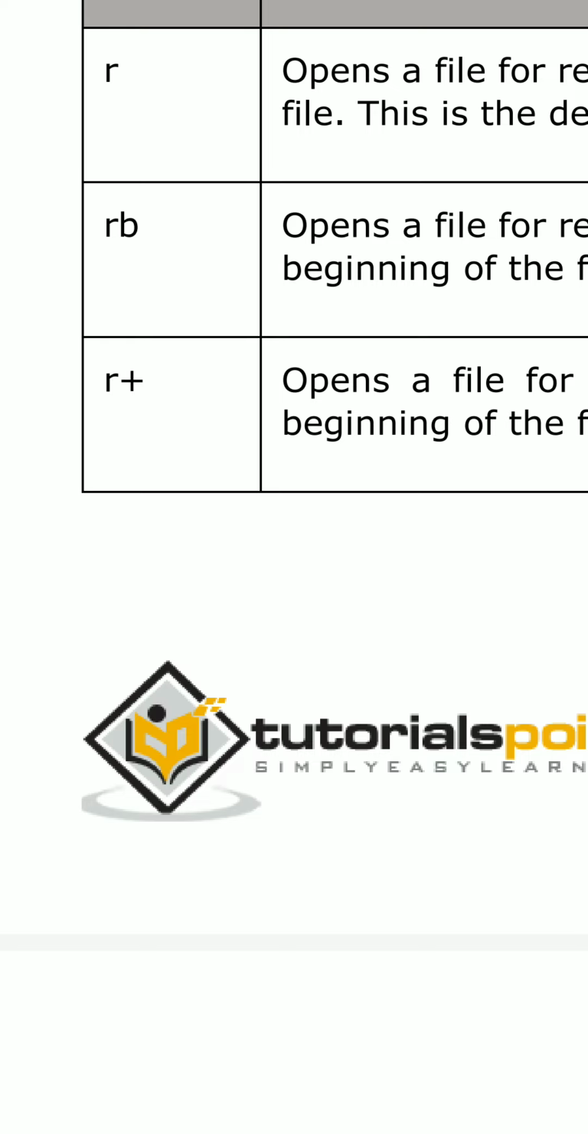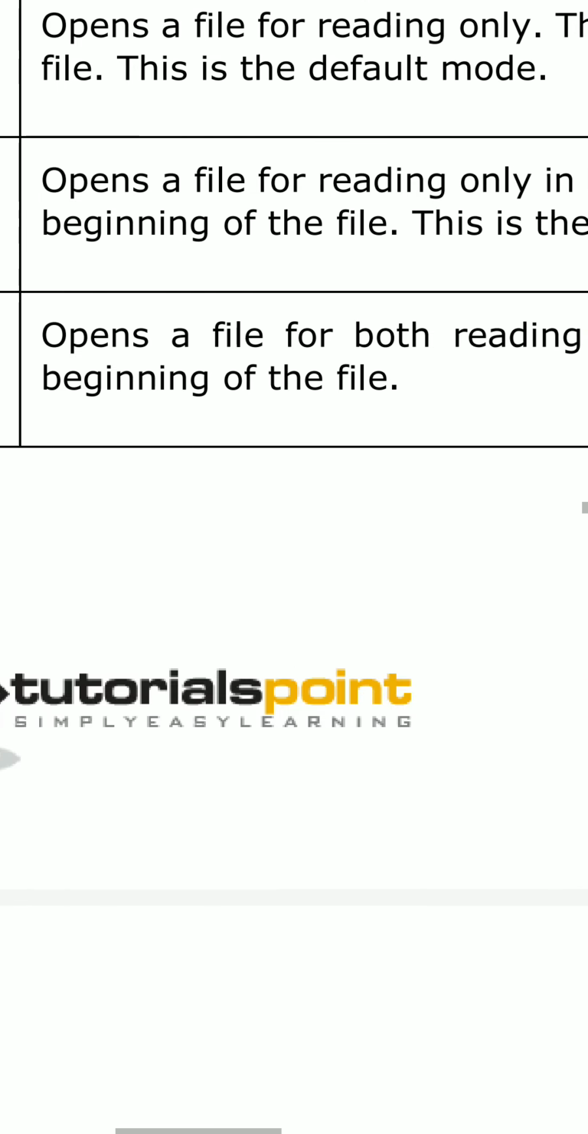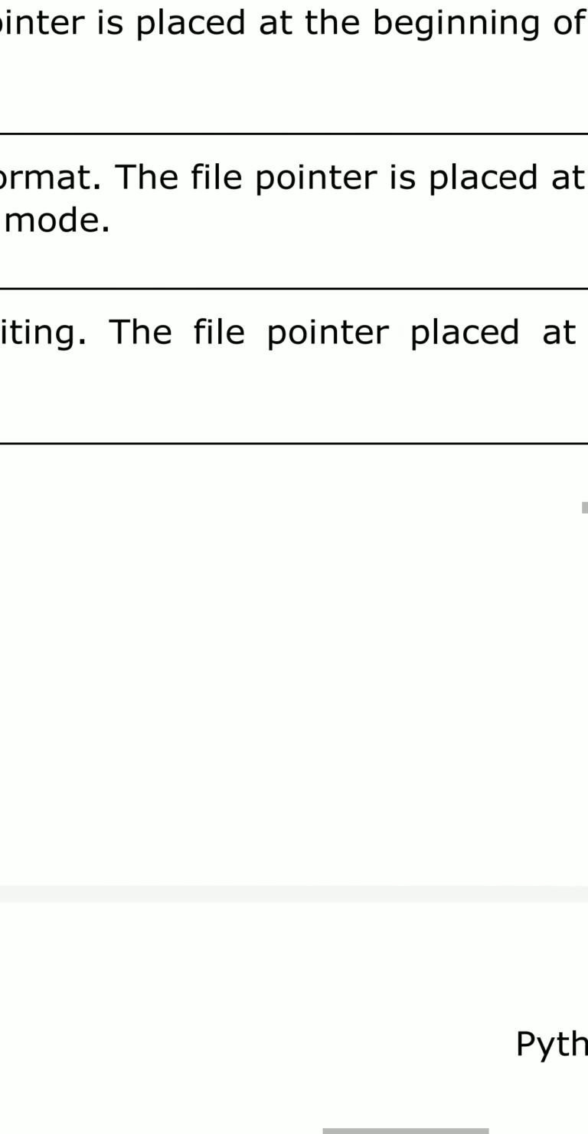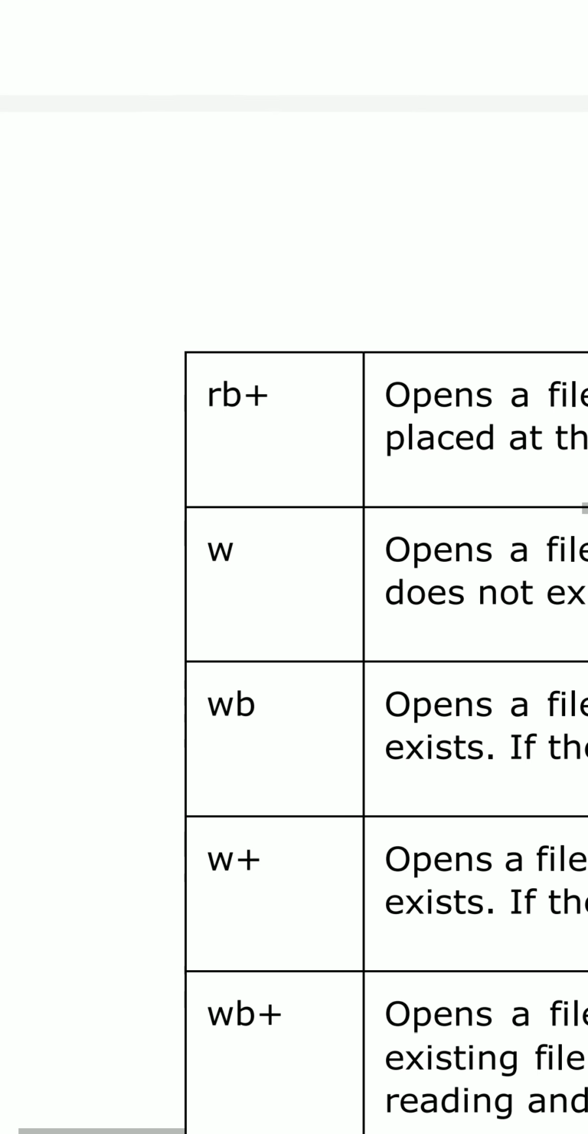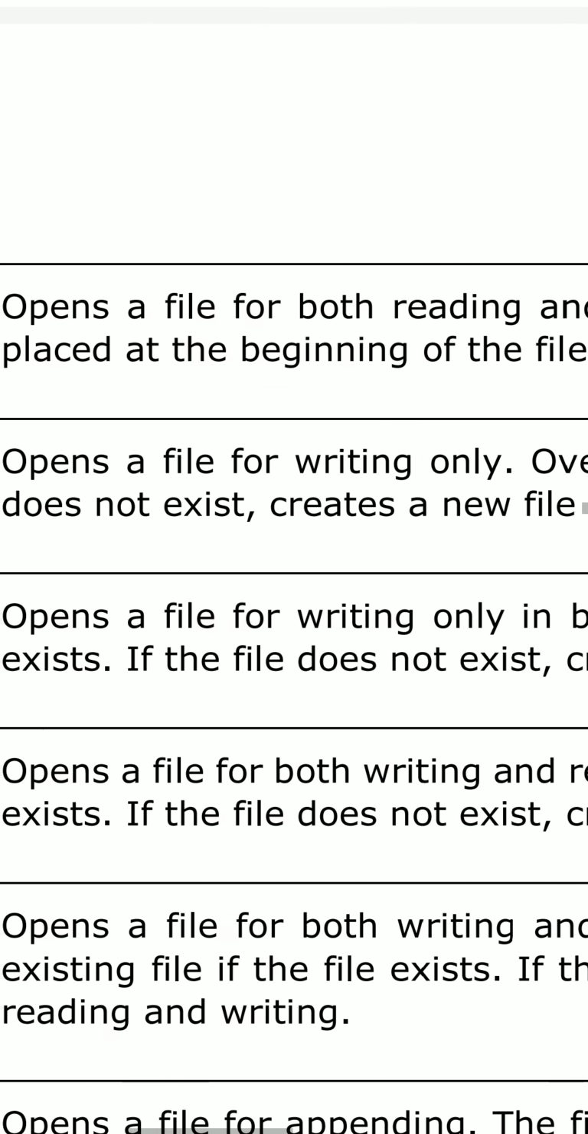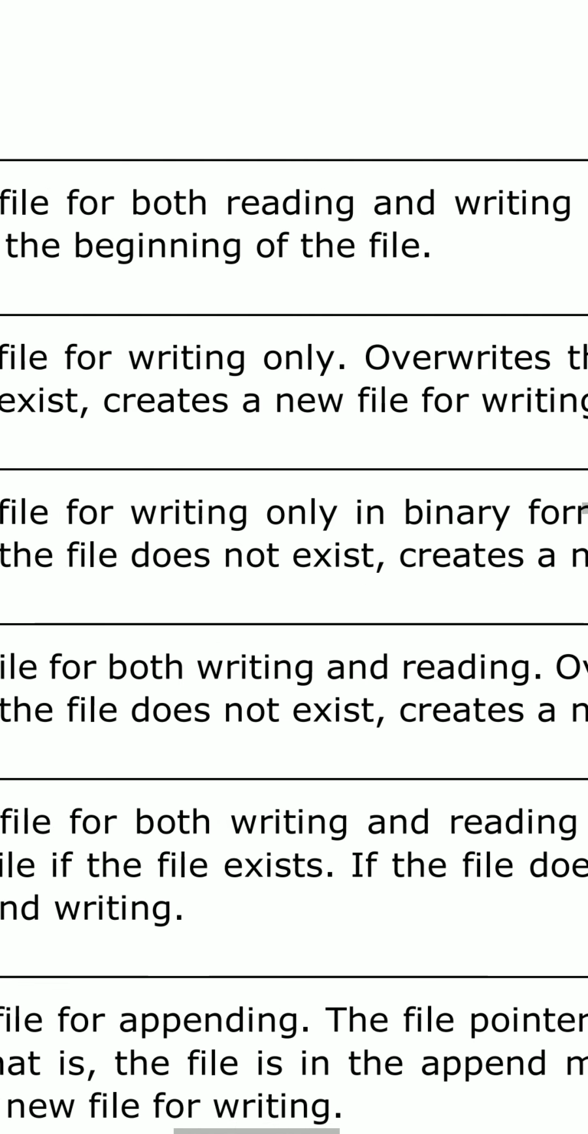In rb, b specifies binary. The r+ mode opens a file for both reading and writing. The file pointer is placed at the beginning of the file. The next one is the rb+ mode. This opens a file for both reading and writing in binary format.